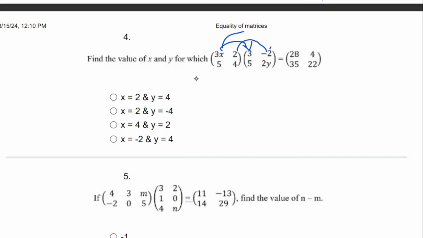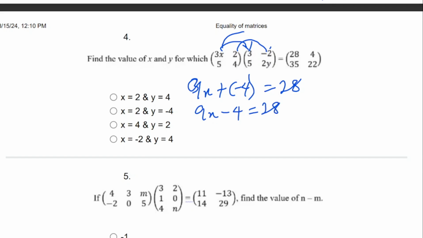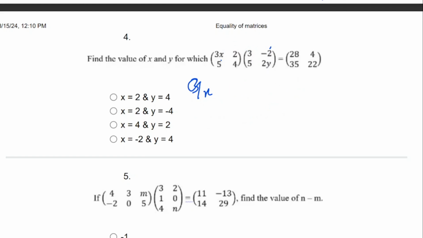So in that case, the value of x will be 3x times 3. That is going to be 9x, minus 4 equals 28. I hope I'm making sense. Let's look at it. 3x times... Oh, sorry, there's a mistake here. You have to be very careful when you're doing this.